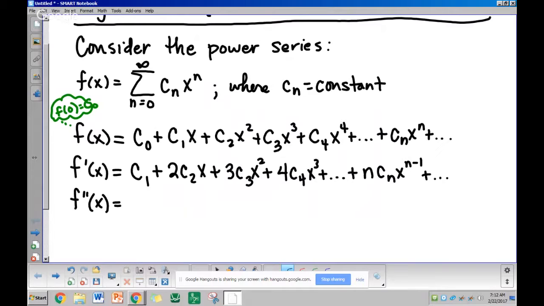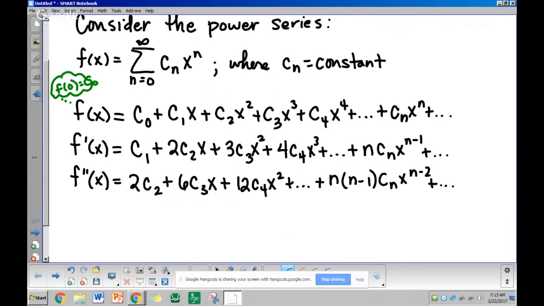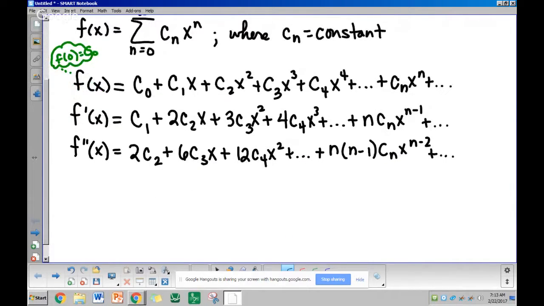And to do that, you just take the derivative of c sub 1, which is 0. The derivative of 2 c sub 2 x is 2 c sub 2. Plus, and then I'm going to multiply 3 times 2 to get 6, c sub 3 x to the first plus 12 c sub 4 x to the second plus dot dot dot plus, and the derivative of our nth term now is going to be n times n minus 1 times c sub n x to the n minus 2 plus dot dot dot. And I think we need to do a couple more iterations of this in order to be able to see the trend.